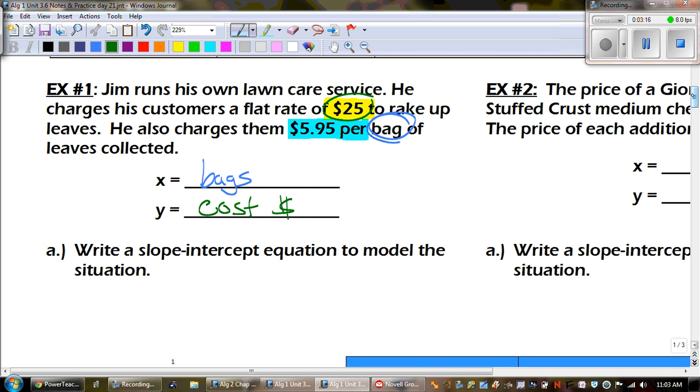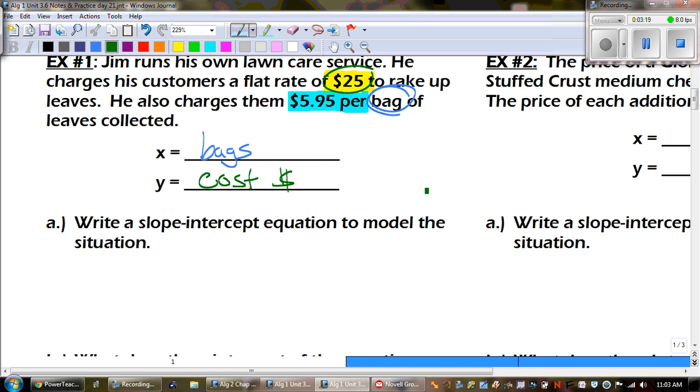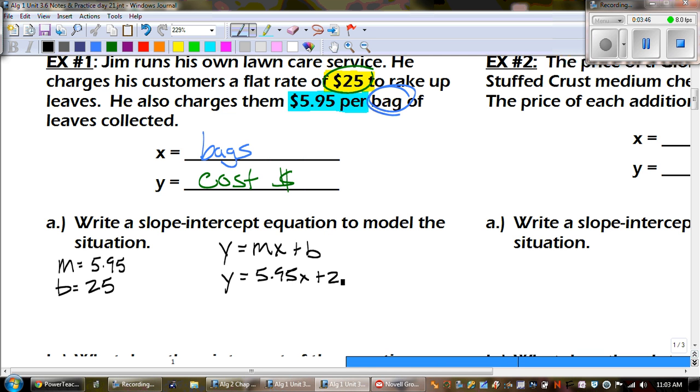So write a slope-intercept equation to model the situation. Now, they told us the slope because it's got the word per next to it. So 5.95 is our slope. That other number is our y-intercept, that's the 25. So we can go straight into y equals mx plus b because we know the slope, which is 5.95x, and then we know the y-intercept of 25.